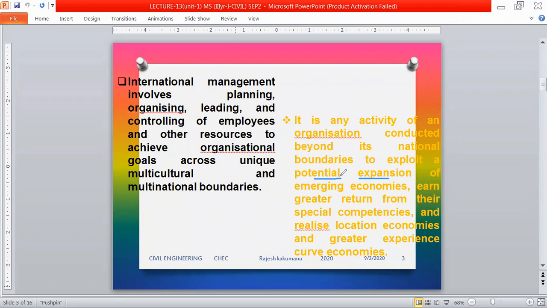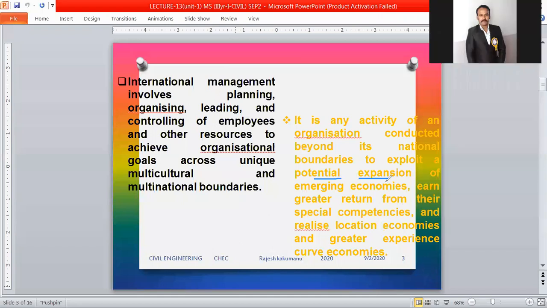In how many ways can you expand? You can expand with your product. By seeing the product you can expand, by services you can expand, by the potentiality also you can expand, right? In this different scenario, we can expand our services beyond our national boundaries, right?